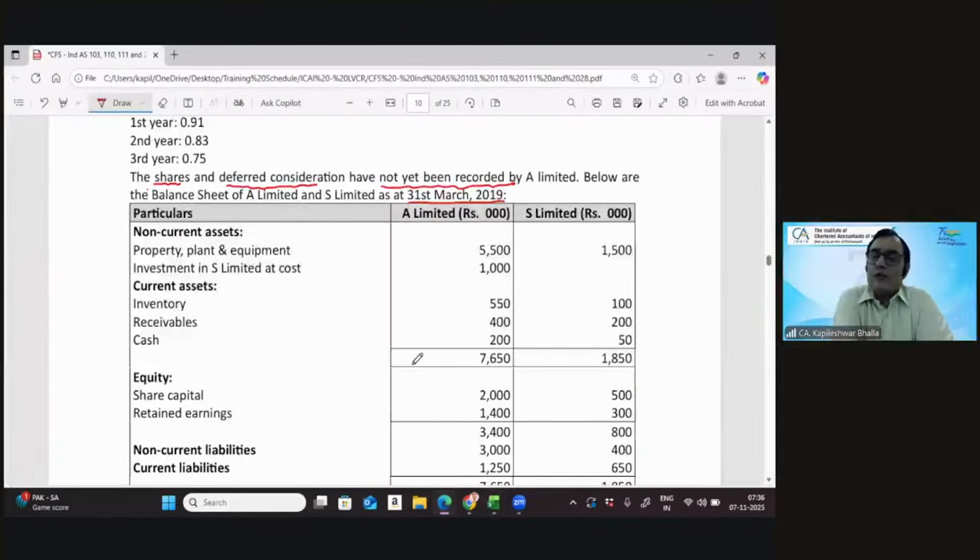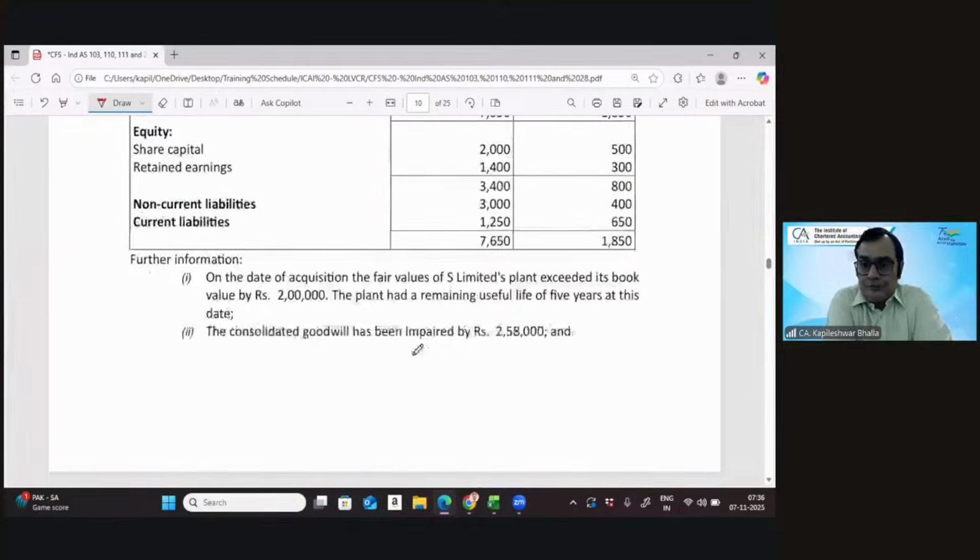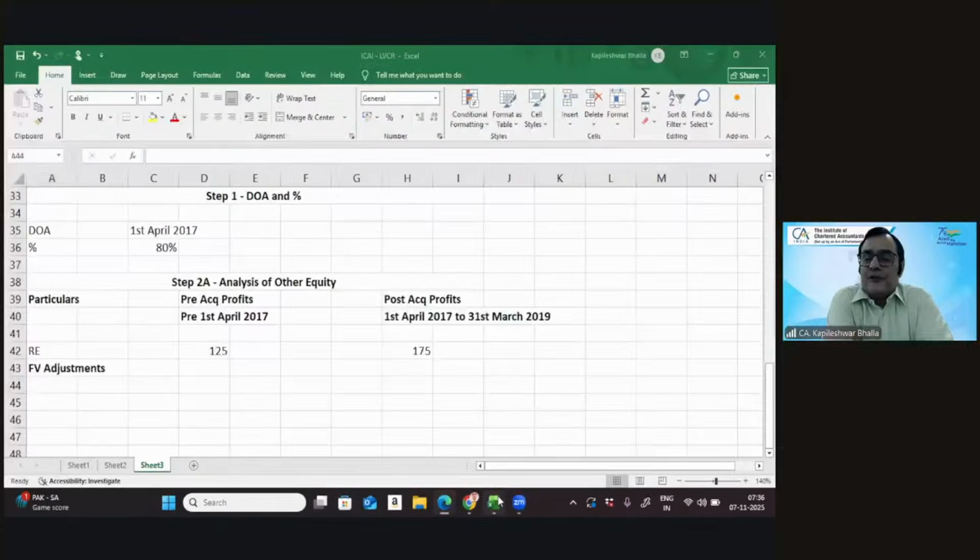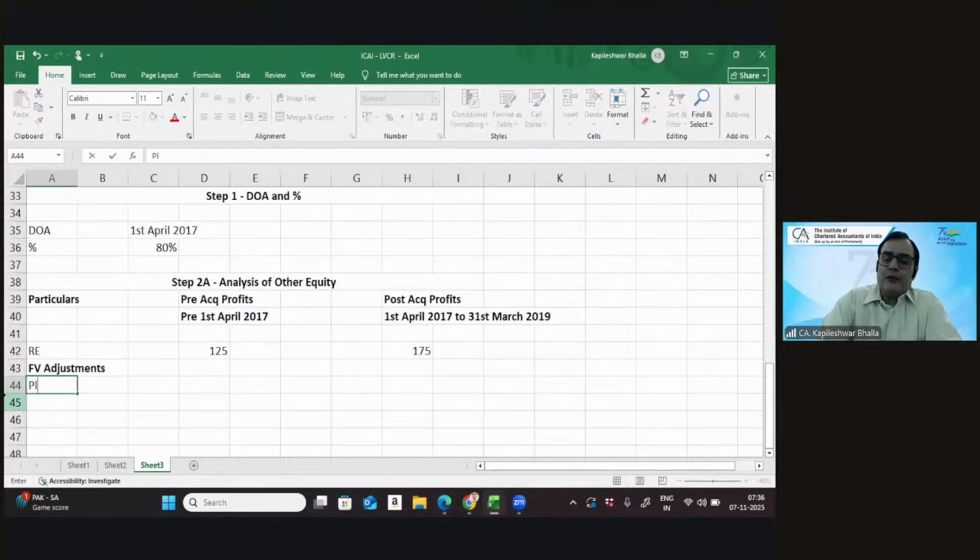Let's come back to the additional information. So we are given in point number 1, on the date of acquisition, the fair value of the plant exceeded the book value by 2 lakh. And the plant has got a remaining life of 5 years on that date. So very clearly, we are given the fair value and the book value difference is supposed to be 200. Now, this fair value difference on the date of acquisition is always pre-acquisition in nature.